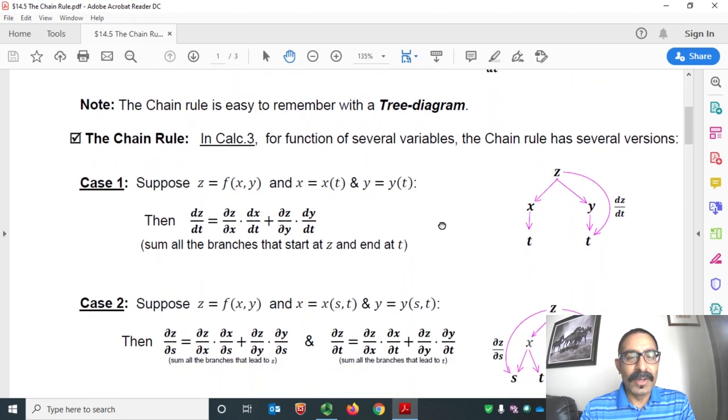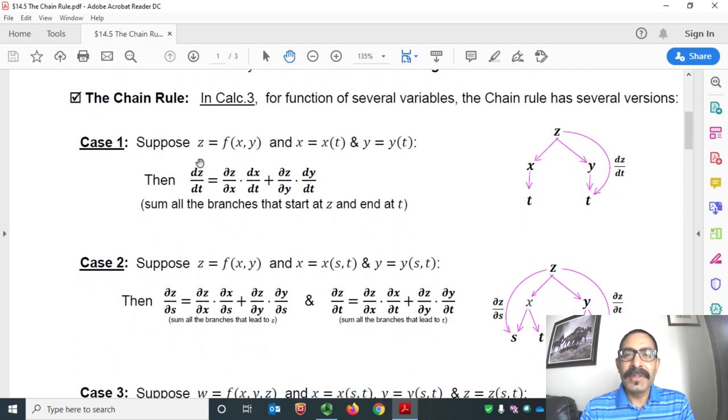Let's say case 1. Suppose z is a function of x, y, and x is a function of t and y is a function of t. Let's look at this diagram here, then it's easier for me to explain the formula. Here z is a function of x and y, a two-branch, and x is a function of t, a single branch, y is a function of t, a single branch. Then z will be a function of t, and we can find the derivative of z with respect to t.